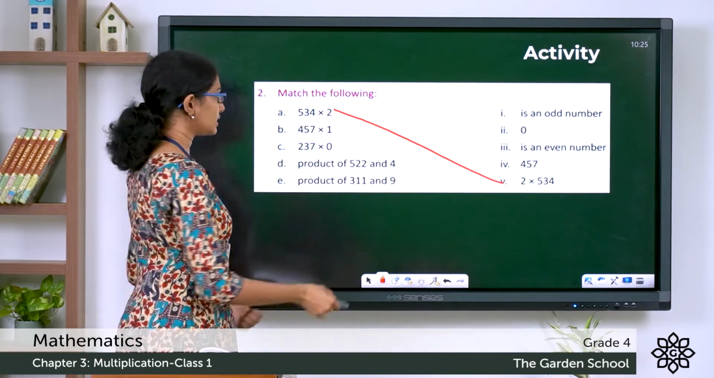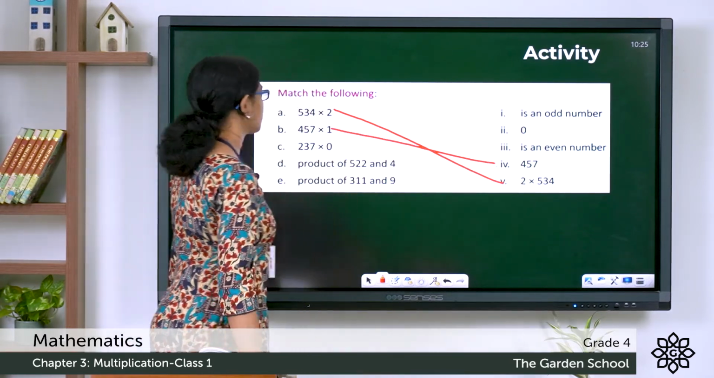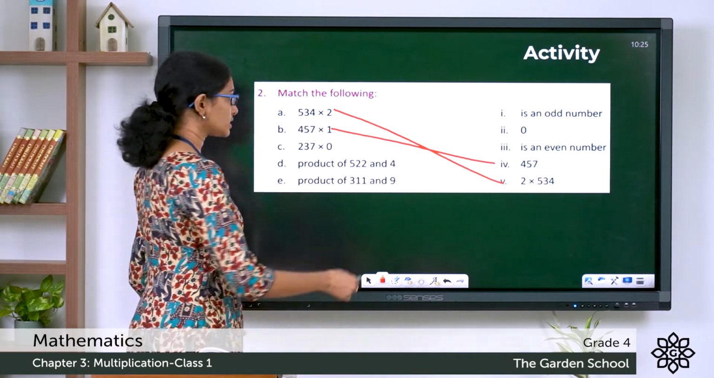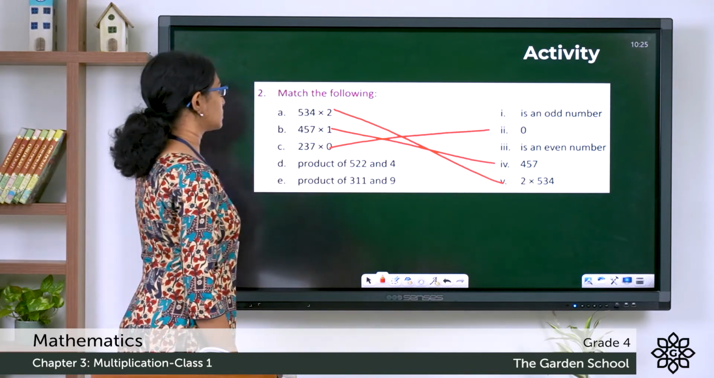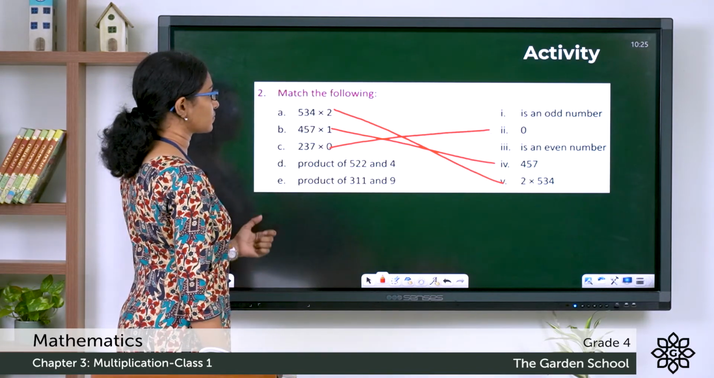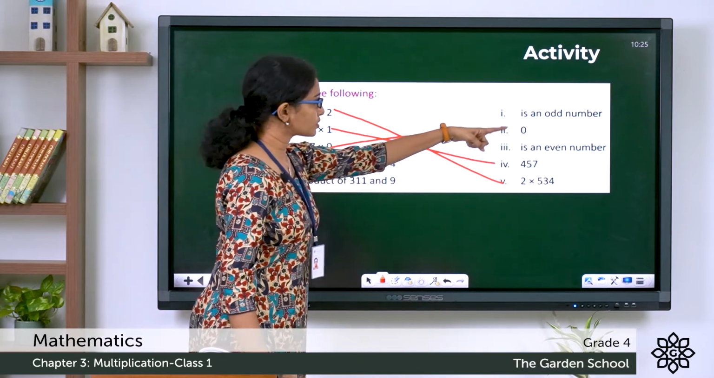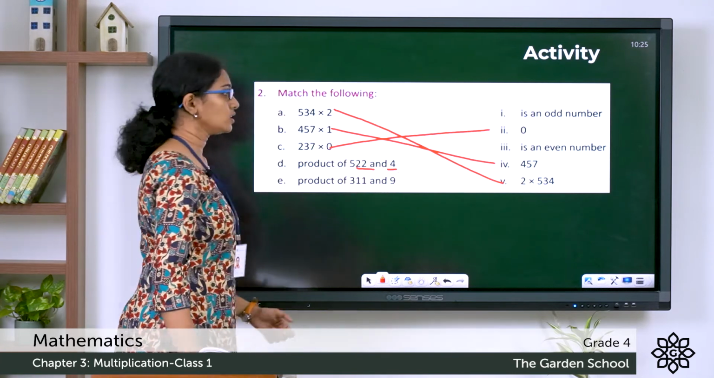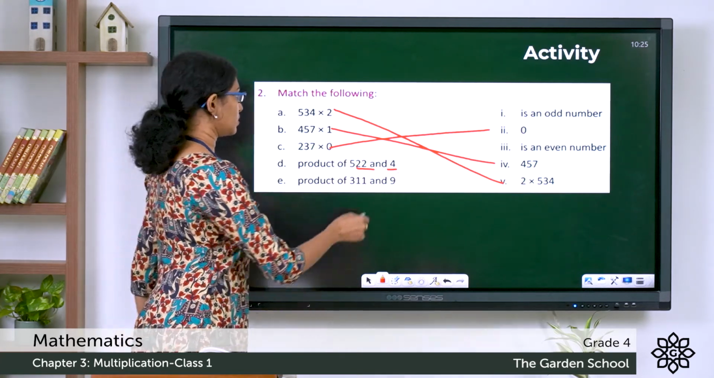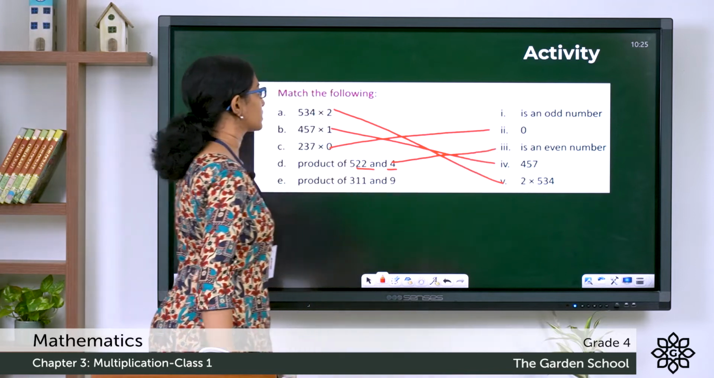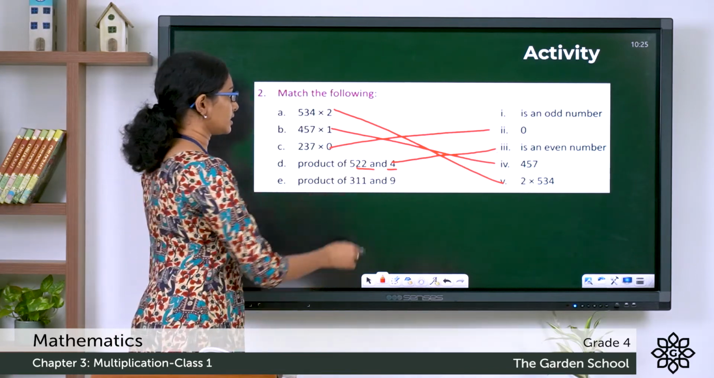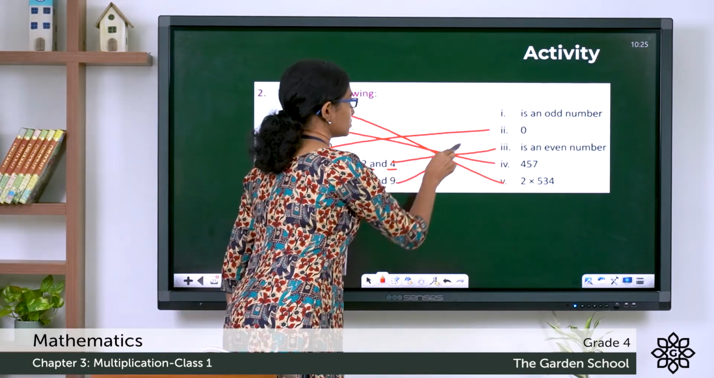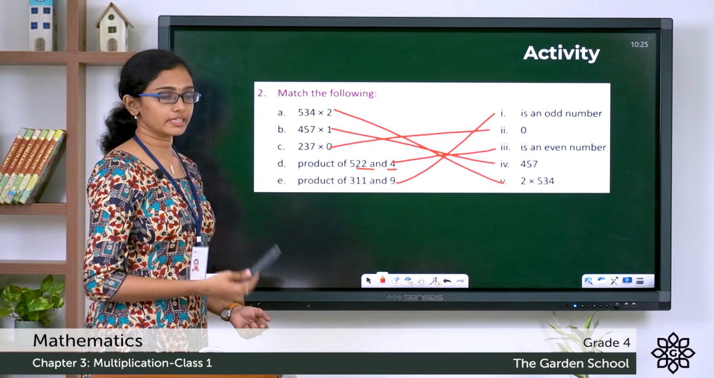Now, 457 into 1. Any number into 1 is the number itself. So, let's match B and option 4. 237 into 0. Any number into 0 is 0 itself. So, this is the match. Now, product of 524 and 4. We have two options here. Is an odd number, is an even number. So, here two even numbers are multiplied. So, the product will also be an even number. So, it should be option 3. Now, product of 311 and 9. Here two odd numbers are multiplied. The product must also be an odd number. So, these are the correct matches.